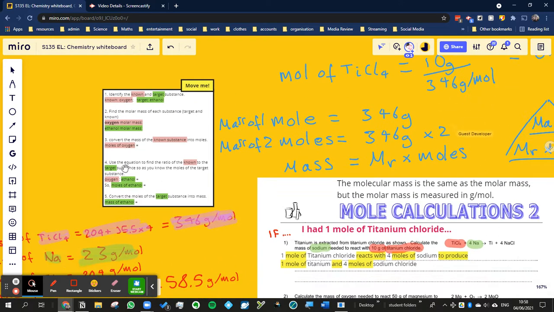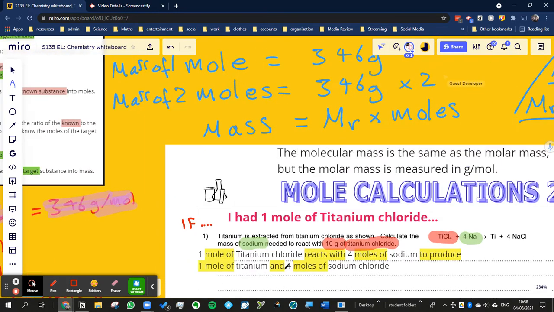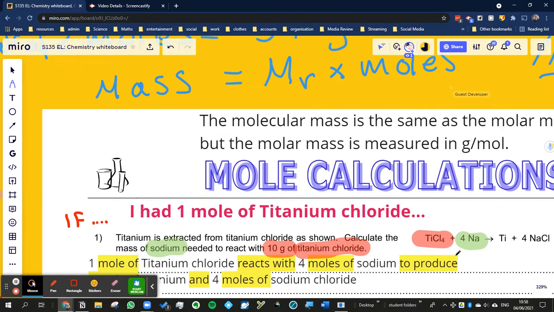Okay, so now we know the amount of moles we've got of the titanium chloride. What does it say in the next one? Stage 4 says use the equation to find the ratio of the known to the target substance. That's what I said with the if: if I had 1 mole of titanium chloride, it would react with 4 moles of sodium. But actually, we only need to be interested in the known and the target substance. Looking at this formula here, the ratio is 1 to 4. So if I had 1 mole of titanium chloride, I could react it with 4 moles of sodium.